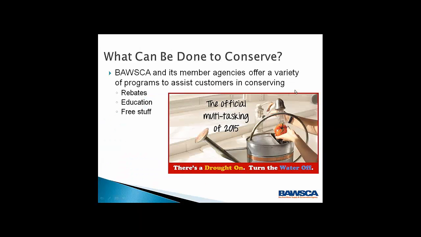So as far as what individuals can do to conserve water, FOSCA and its member agencies offer a variety of programs to help customers reduce their water use. These programs include rebates for water-efficient devices and fixtures, education programs, and best of all, free stuff: free shower heads, faucet aerators, and other small water-efficient fixtures that can actually make a huge difference in reducing your use.